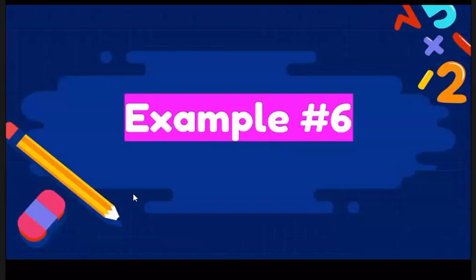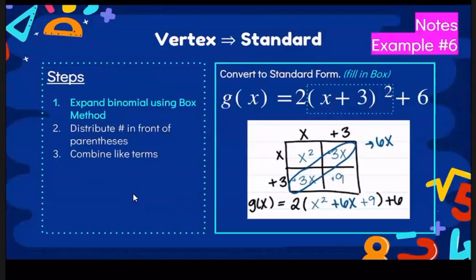So let's look at an example. For example 6, I already set up the box and filled it in for you, but our first step was to expand the binomial using the box method. This is the binomial we're talking about, (x plus 3) squared. As a reminder, when you're squaring something, you're multiplying it by itself. For example, 4 squared is just 4 times 4, 10 squared is 10 times 10. So (x plus 3) squared is really just (x plus 3) times (x plus 3).